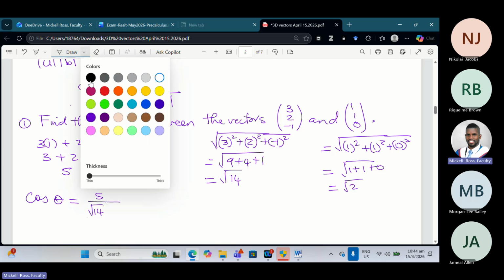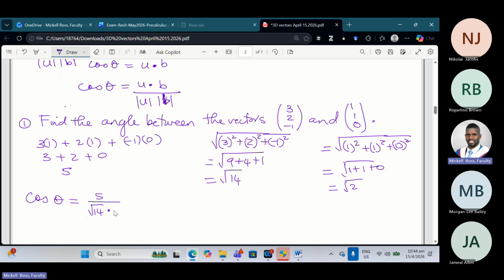So root 14 times root 2. There's a rule in surds that says if you have root A times root A, it's just A, and if you have root A times root B, it's equal to root AB, which means you just multiply the two numbers. So 14 times 2 is simply going to give you 5 over the root of 28.